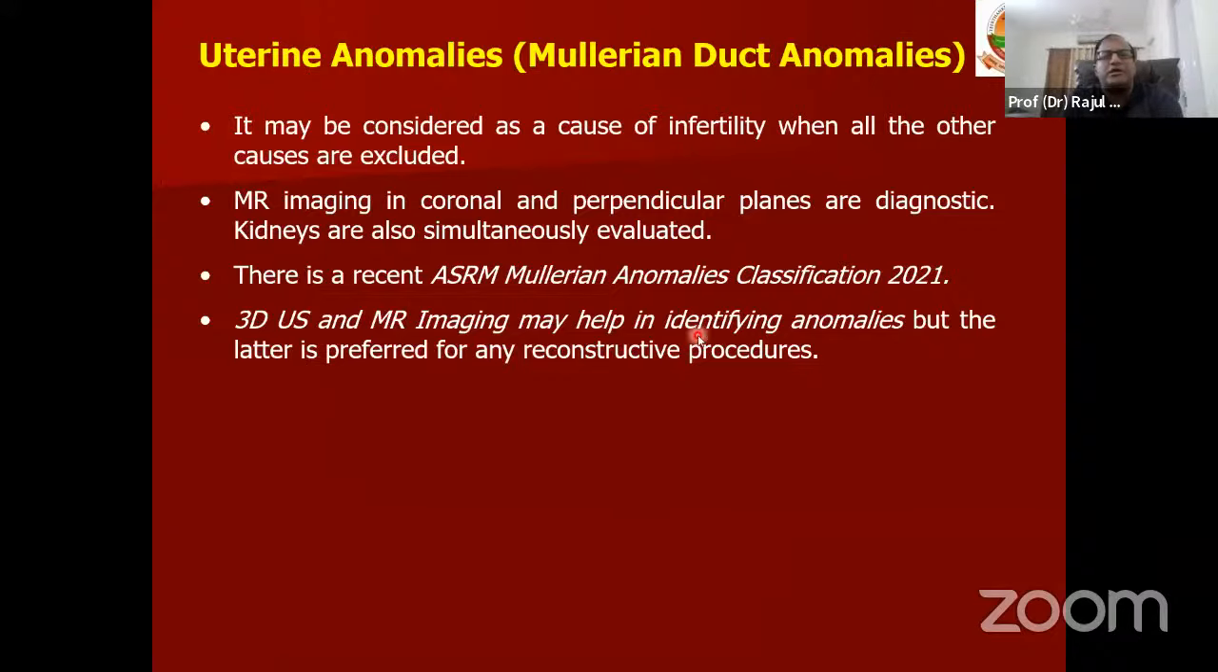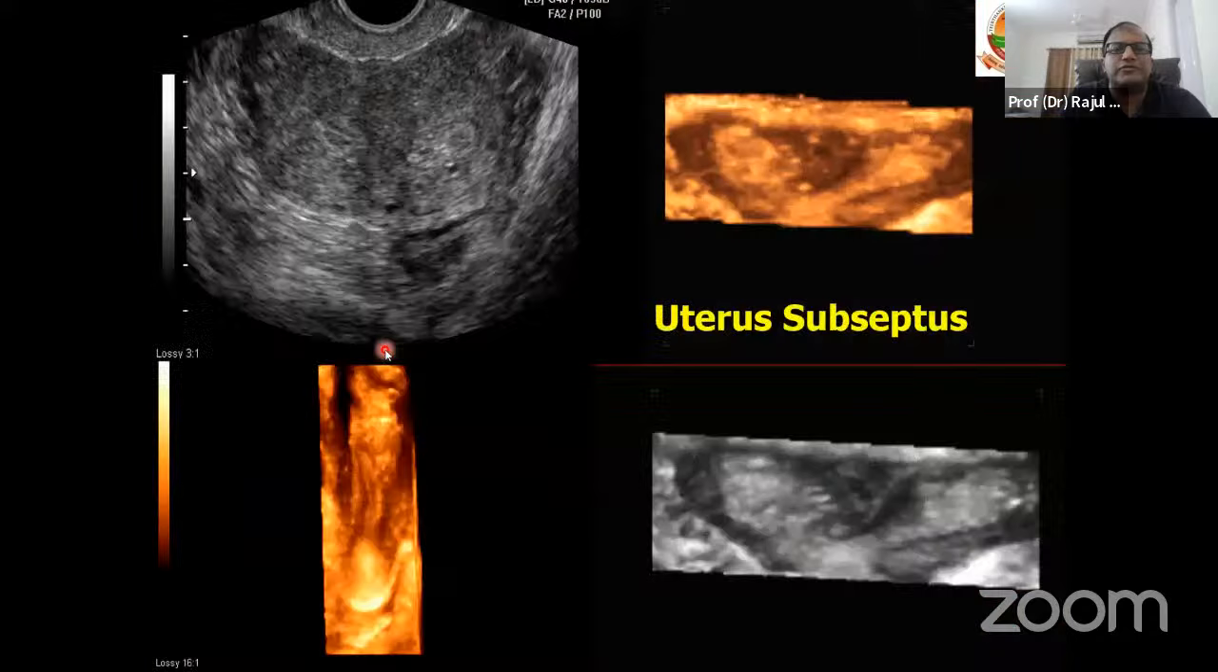So uterine anomalies are also the causes of infertility. I'll not be touching this because it's itself a very big topic, but MRI in the coronal and perpendicular planes are diagnostic, and whenever we are doing this imaging, the kidneys should also be evaluated, and the Mullerian anomalies are now being classified as per the 2021 American Society for Reproductive Medicine. The 3D ultrasound and MR imaging help in identifying anomalies, but the latter is preferred because whenever the reconstructive procedures are being planned, MR scores over the ultrasound.